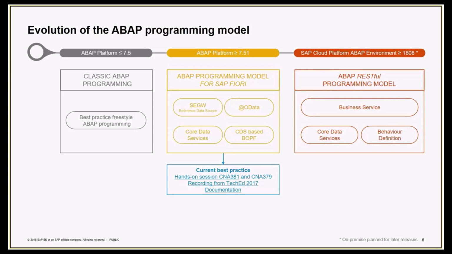RAP is already available for SAP Cloud Platform ABAP environment. That means the ABAP PaaS offering, the platform as a service offering, which we have from the ABAP platform, and RAP is already available in the very first version with 1808. And of course, with RAP, we also want to provide solutions for our on-premise customers and partners, and we plan to deliver that later.